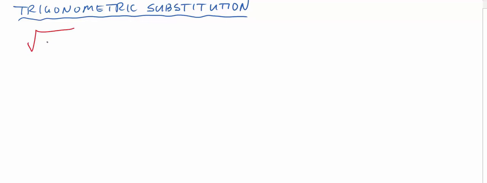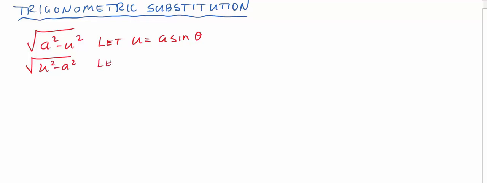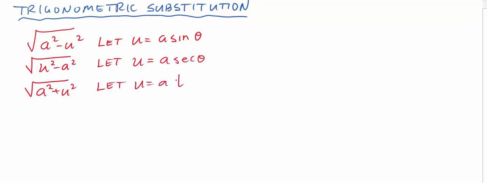If we see anything that looks like the square root of a squared minus u squared, where a is a constant and u is a variable, we're going to make the substitution where u is equal to a sine theta. If we see the square root of u squared minus a squared, we're going to make the substitution where u is equal to a secant of theta, and we'll see why this works later. If you see the square root of a squared plus u squared, we're going to let u equal a tangent of theta. So just keep these in mind.